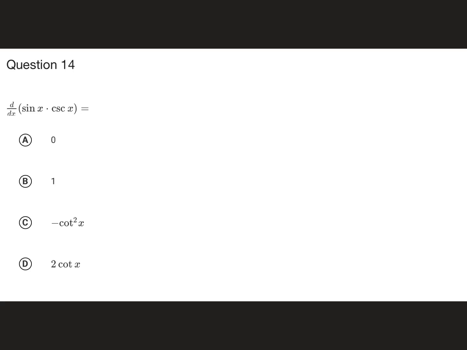All right, this is question number 14 from AP Classroom Unit 2. I don't remember which section, it's either A or B, but you will be able to find it. So this is asking you to find the derivative of sine times cosecant.